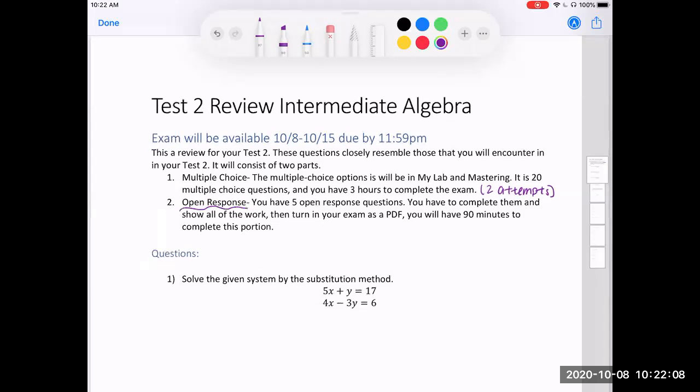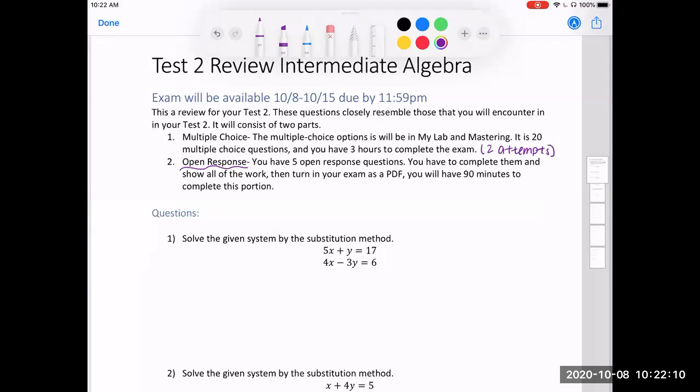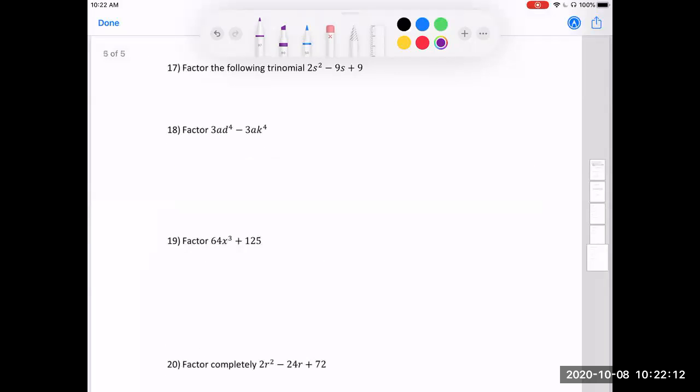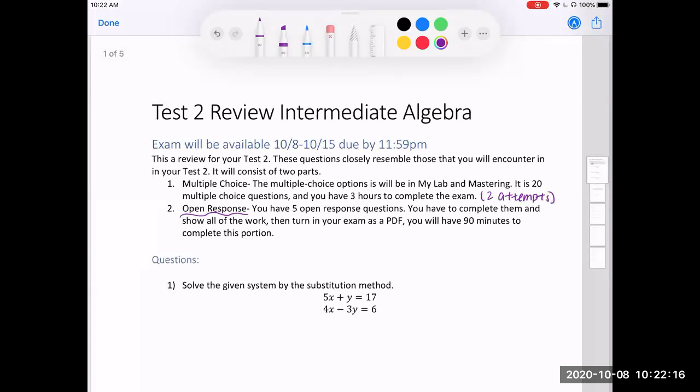All right, so you have a review that I'm going to go over with you today. And notice that this review is 20 questions, just like your exam multiple choice, that's 20 questions. So yeah, this is your multiple choice exam. The only difference is I'm not giving you multiple choice. Well, actually, it's not multiple choice.